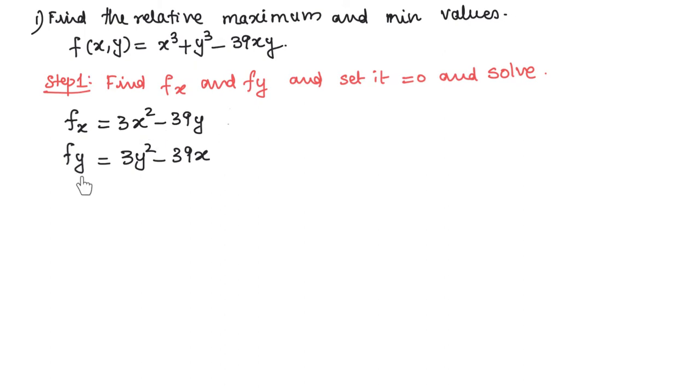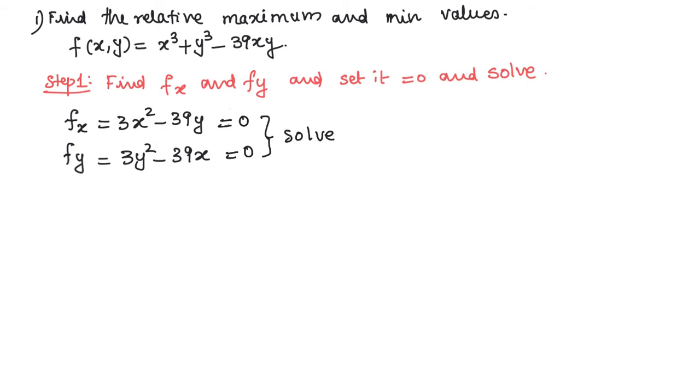Partial derivative with respect to y, we are treating x as a constant. So the derivative of this one will be 0. The derivative of this is 3y squared. Here 39 and x both are constants and the derivative of y is 1. So that will be negative 39x. Now set each one equal to 0 and solve.